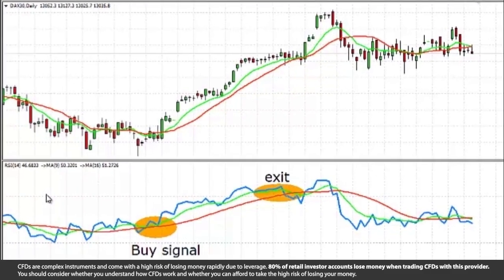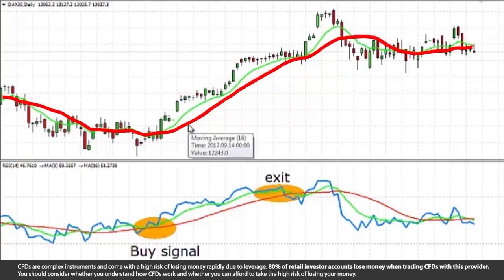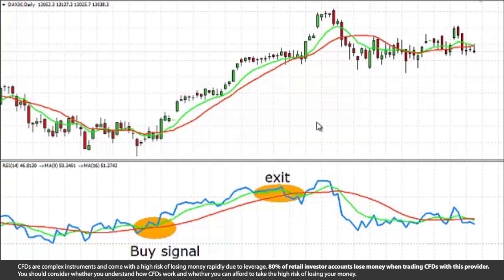On this chart, we can see how the Relative Strength Index and 9 EMA, the green line, and 16-day SMA, the red line, interact to create a trading signal. If the RSI breaks the line of moving averages from below, it's a buy signal. When the RSI breaks the 9-day moving average from above, it's a signal to close the position.